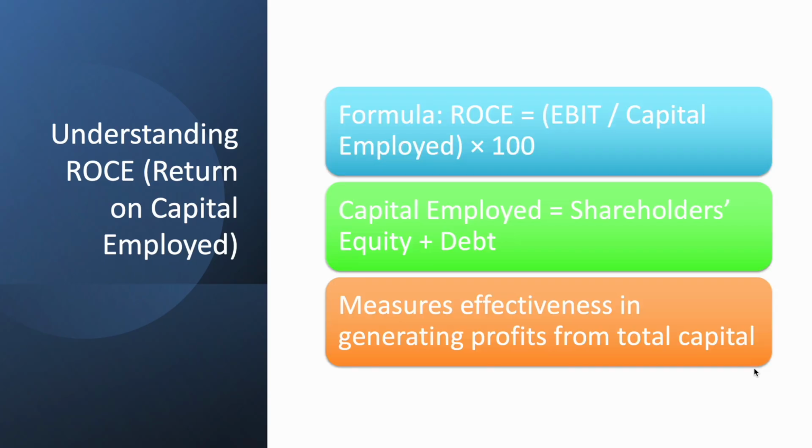So now let's take a look at return on capital employed, or ROCE. This metric tells us how efficiently a company uses its total capital, including debt and equity. The formula for ROCE is profit before tax divided by total capital into 100. ROCE is particularly useful for capital intensive industries like manufacturing and infrastructure.